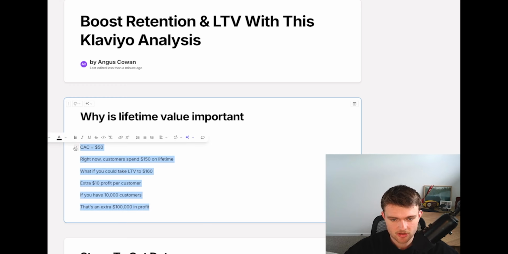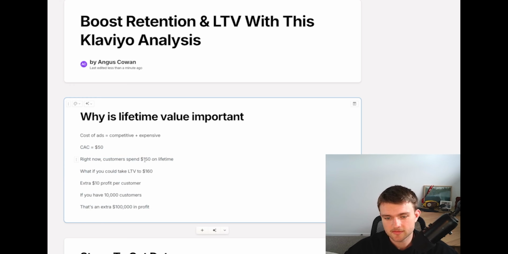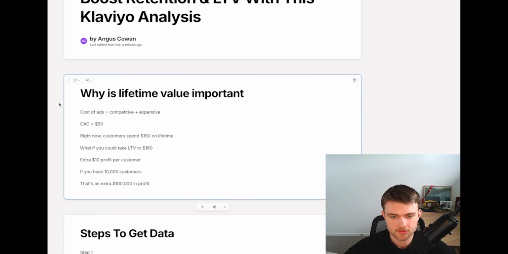Now, these numbers are just hypothetical, just for argument's sake. For a lot of stores, taking LTV from $150 to $160 very quickly is going to be difficult, especially across all 10,000 customers. Realistically, you might be able to influence 500 or 1,000 of these customers to spend the extra $10 on average. But essentially what we want to do is identify where these opportunities are, because the next thing is this analysis is going to let you understand the split breakdown of these 10,000 customers.